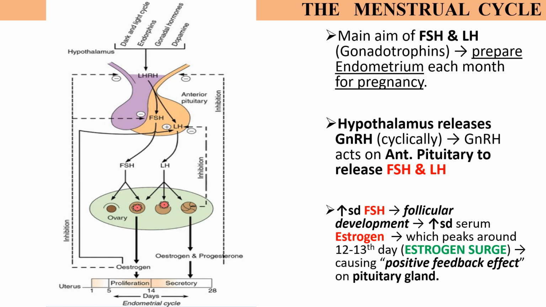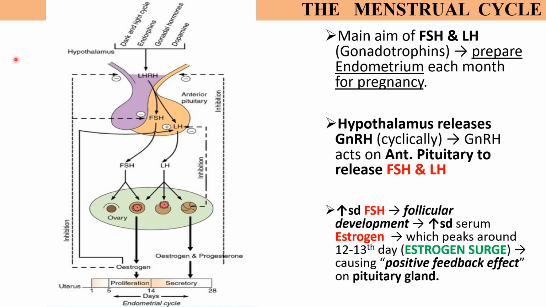Now let us see how the female sexual cycle is controlled by the various hormones. The menstrual cycle is regulated by the hypothalamo-hypophyseal gonadal axis. This axis is simply an interaction between the hypothalamus, that is the brain, the pituitary gland and the ovaries. The hypothalamus regulates the secretion of gonadotropins, namely FSH and LH, through gonadotropin releasing hormone. In this case, it is LHRH, that is luteinizing hormone releasing hormone. LHRH acts on the anterior pituitary gland and stimulates it to release gonadotropins FSH and LH.